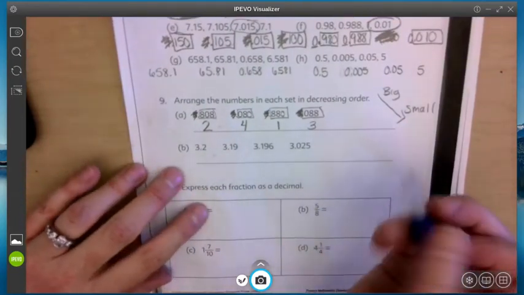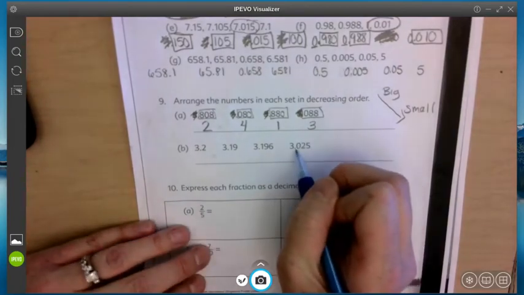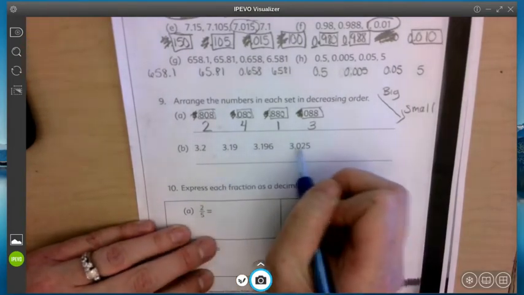I'll do one more here. You can see I have 3 digits after the decimal. I'm going to make them all have 3 digits.